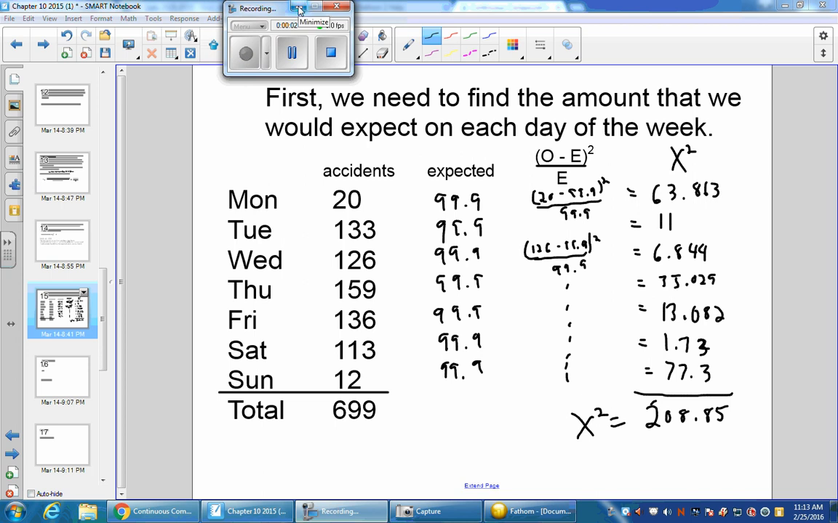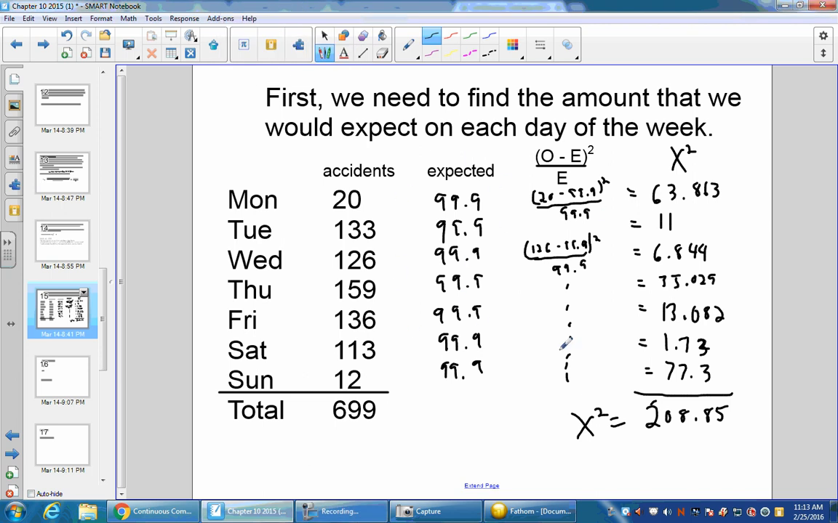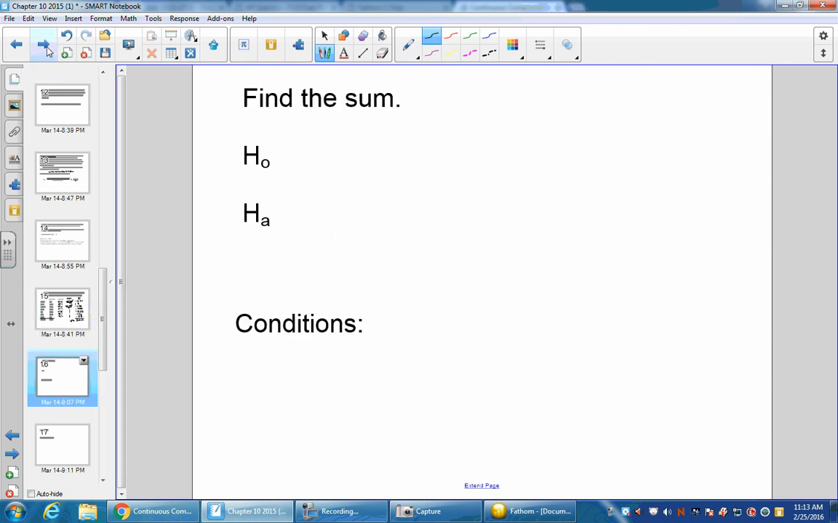All right, now we're going to write up the whole goodness of fit test. First, we're just going to remind you what the topic is about. We had a random sample of accidents throughout the week, and we wanted to determine if we have evidence that the accidents vary by day. So our null hypothesis in this situation is that they don't change.